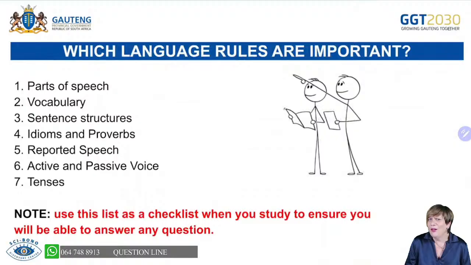So, which rules are then important? Well, I've got a checklist for you. I've got parts of speech, vocabulary, sentence structure, idioms and proverbs, reported speech, active and passive voice, and of course tenses. So you can use this as a little checklist. So while you're studying, you can tick off to make sure you have studied everything of language.